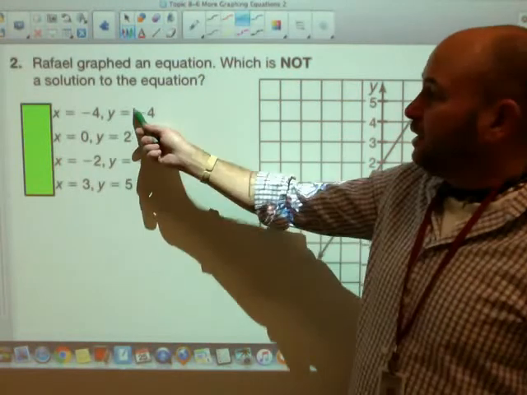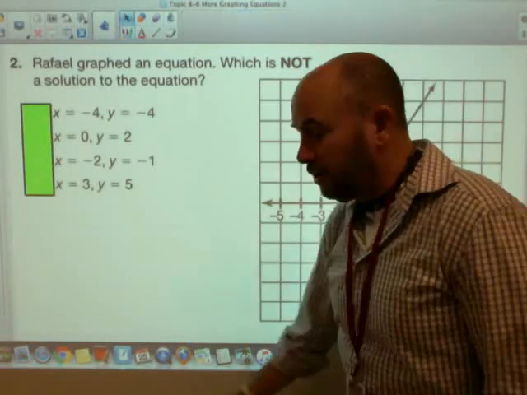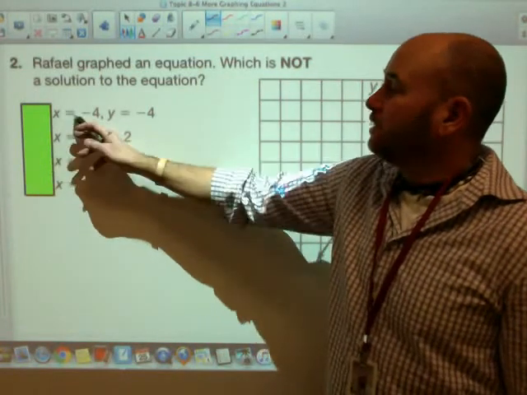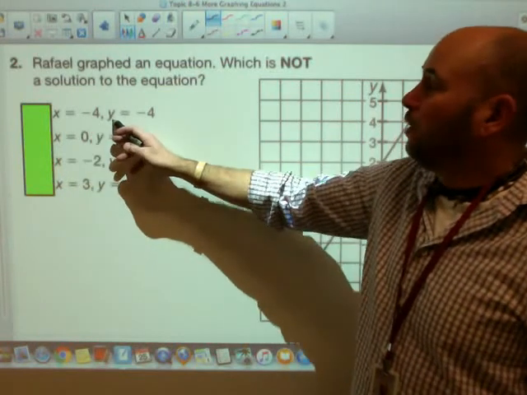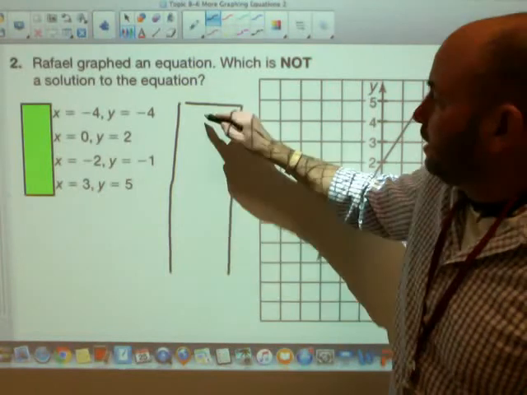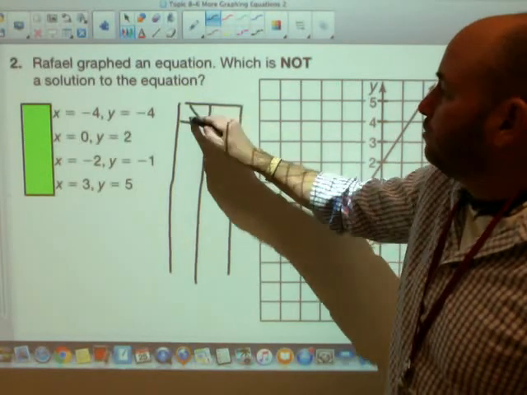Now, this may look confusing at first, but all you really have to do is ask yourself, okay, x equals negative 4, y equals negative 4. So you could think of it in terms of the table, x and y values.